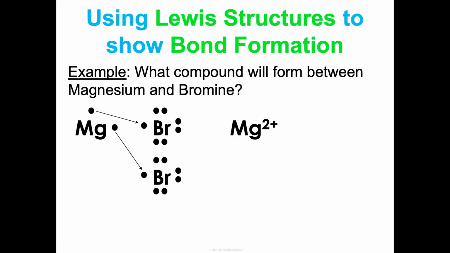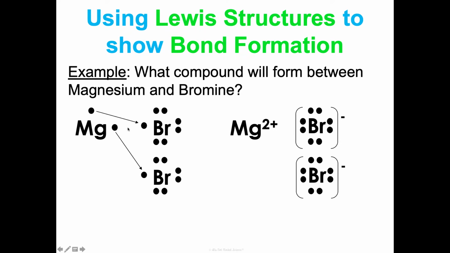So Mg would have a 2+ charge because it lost 2 electrons. And then we would draw 2 bromines. Each one has a -1 charge. And remember, you never technically have to write a 1. If there's nothing, it's just understood that it's a 1.